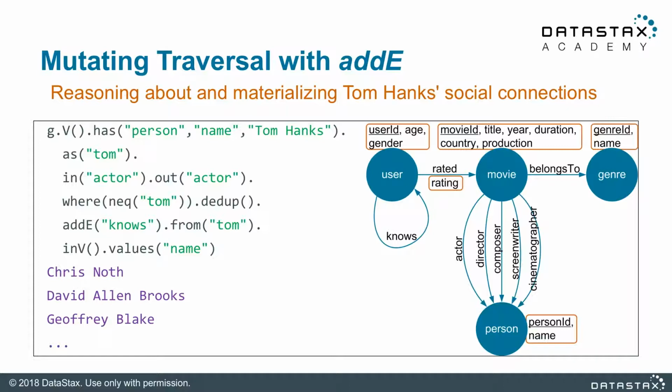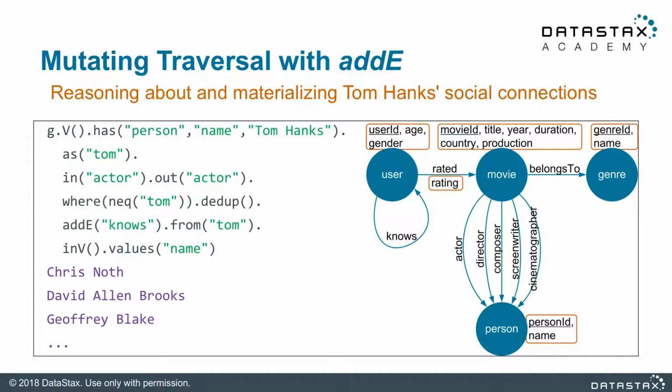Also, we don't want any duplicates, like in the case of Meg Ryan, who appeared in Sleepless in Seattle and You've Got Mail. So here, we use the dedup step to remove the multiple versions of the same actor from this set of people. Now, in this line, we're going to actually mutate the graph. Coming into it, we have a collection of vertices, and we are going to add an edge from all of these vertices with the label knows. That edge will be coming from the Tom vertex, which we labeled in the first line. We have now created many edges from all of the actors who have been in movies with Tom Hanks, and we are asserting that they know Tom.